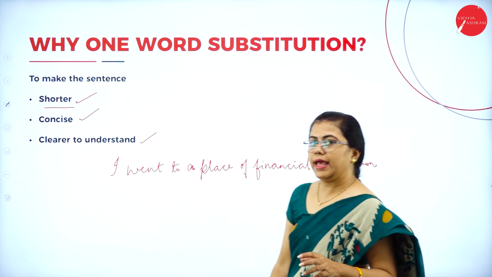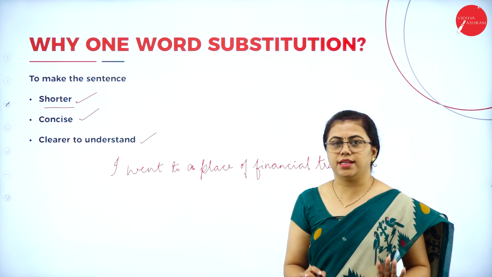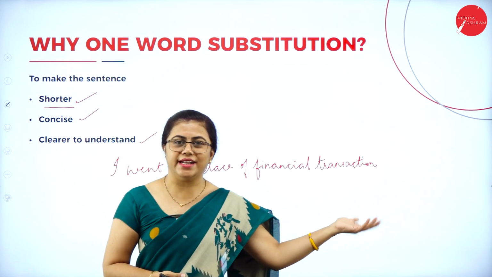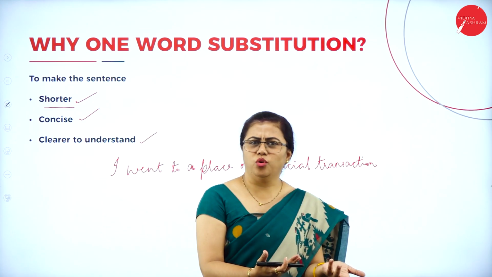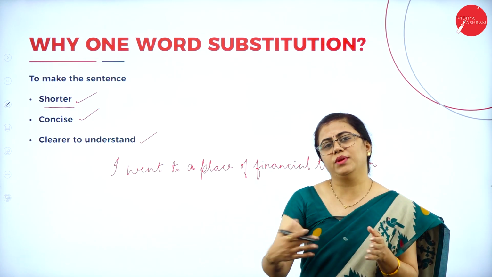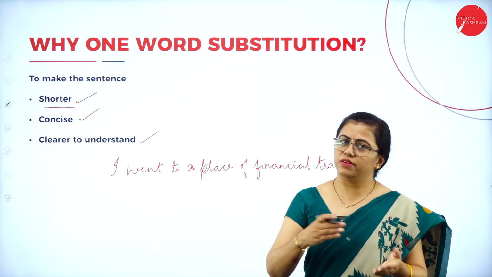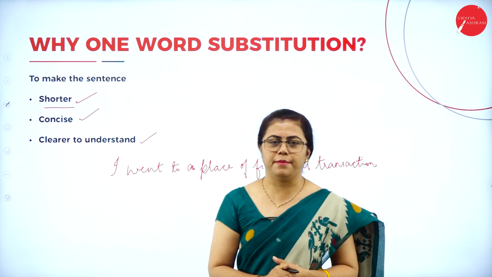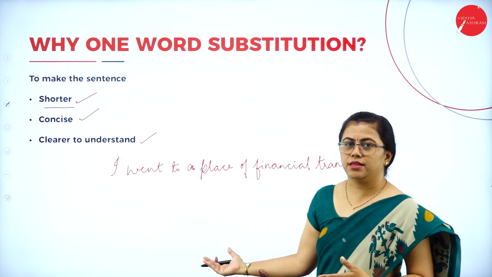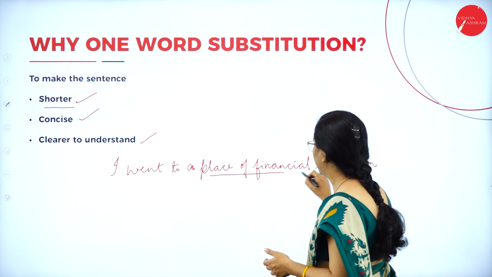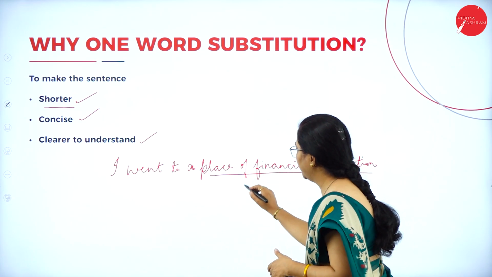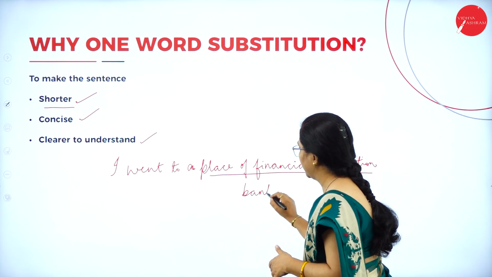So I have used unnecessary words over here, and also the sentence is not clear. Where did I go? To some place where financial transaction would happen. There are so many places where financial transactions happen. Even in school, the accounts department, it happens. But what I wanted to say is I went to a bank.